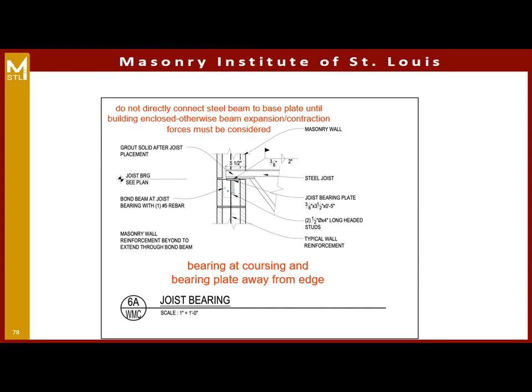One other thing that we like to specify is don't directly connect each end of your roof member until the building's enclosed. A hard connection on each end while still exposed to the sun and the elements can add some push and pull on that member that we don't want in our masonry.